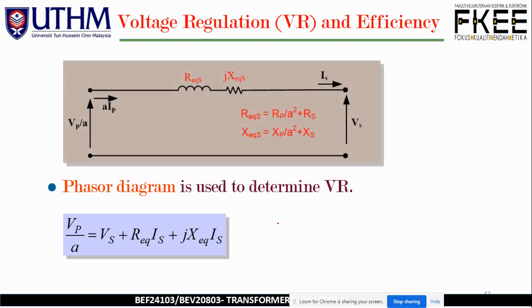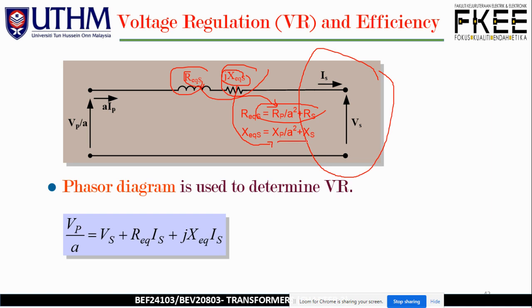So this is the equivalent circuit on how we can understand how the voltage regulation works. This is actually referring again to the secondary part of the transformer. So we have Req plus jXeq, where Req consists of Rp over A squared plus Rs, and jXeq consists of Xp over A squared plus Xs. So we have Vp over A as the no load voltage, and we have A times Ip.